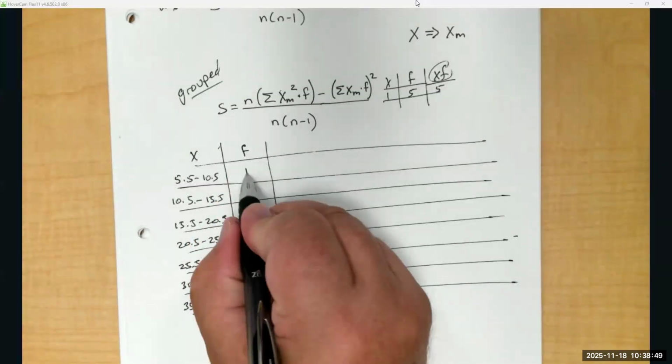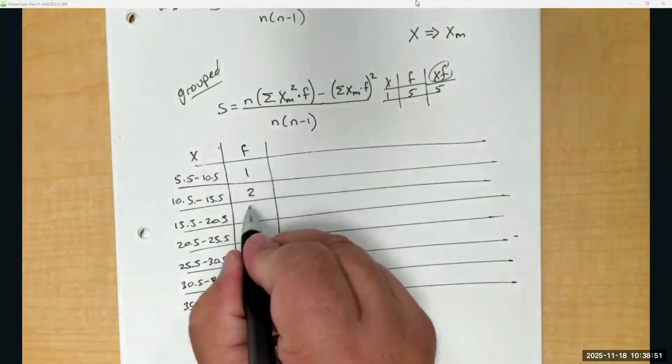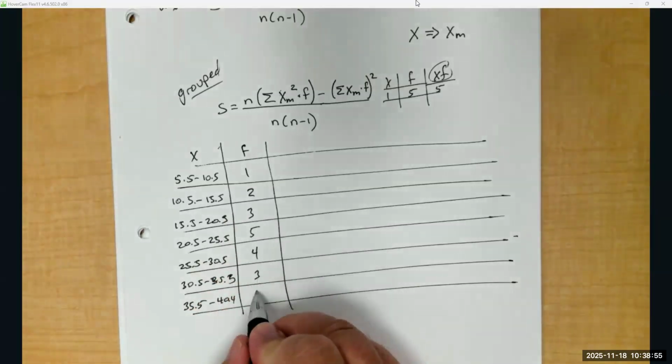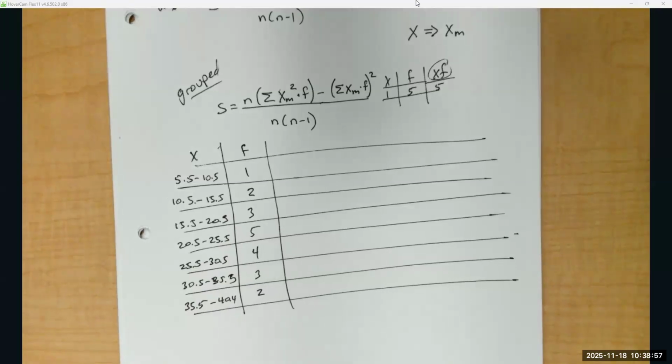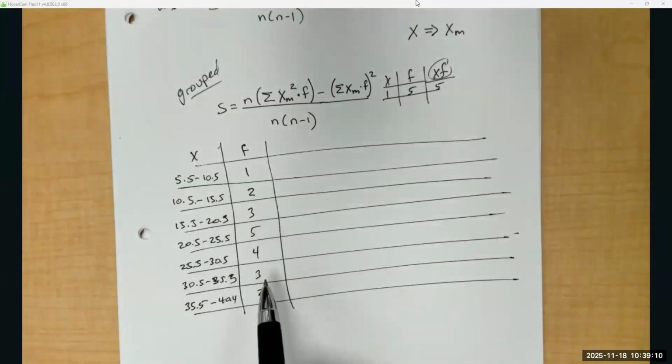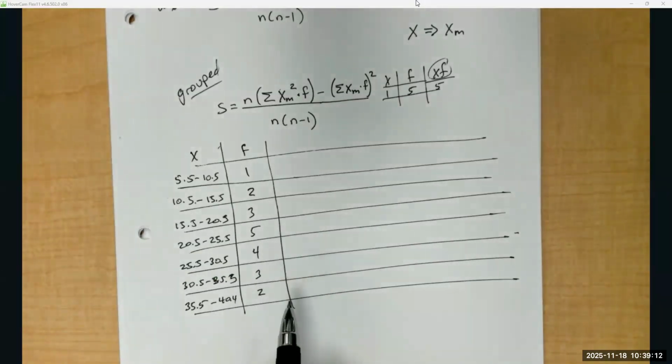And the frequency. So it's 1, 2, 3, 5, 4, 3, 2. Because once you learn how to create these tables, it's just plug and play. So in order to use this, we have this information. What do we have to find first?